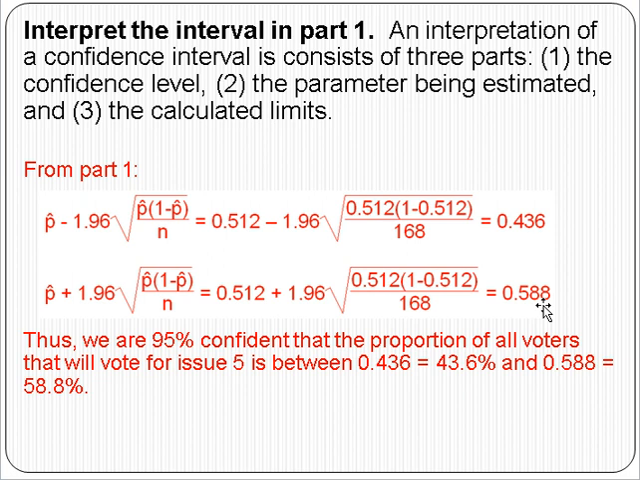Well, let's interpret that. What we're trying to estimate is the proportion of all likely voters that will vote for issue 5. So we can say that we are 95% confident that the proportion of all likely voters that will vote for issue 5, which is the proportion in the population, that's the parameter we're trying to estimate, is between 43.6% and 58.8%. So that's an interpretation of your interval. That's what it means.